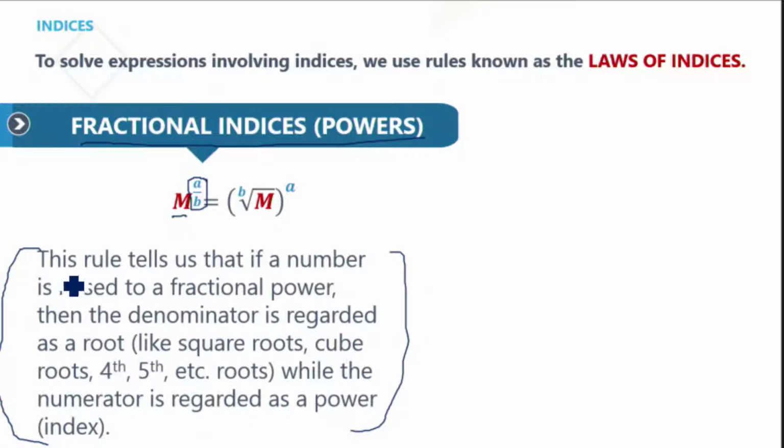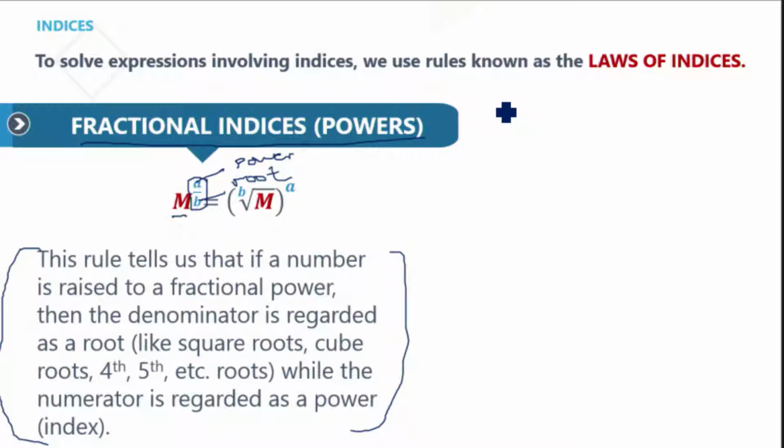Let's read along. This rule tells us that if a number is raised to a fractional power, then the denominator is regarded as a root, like square roots, cube roots, fourth root, fifth root, etc., while the numerator is regarded as a power or index. This is very, very simple. Take the numerator as the power and then the denominator as the root.